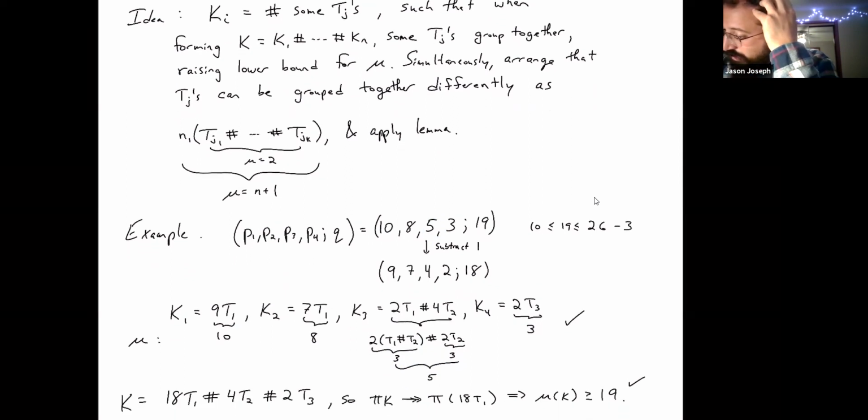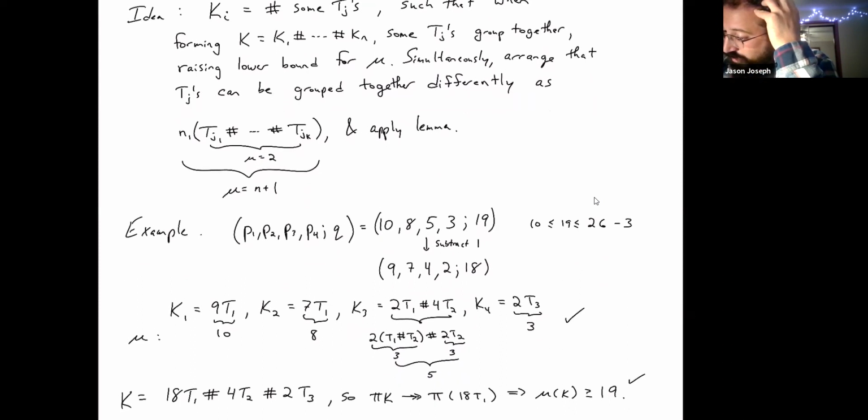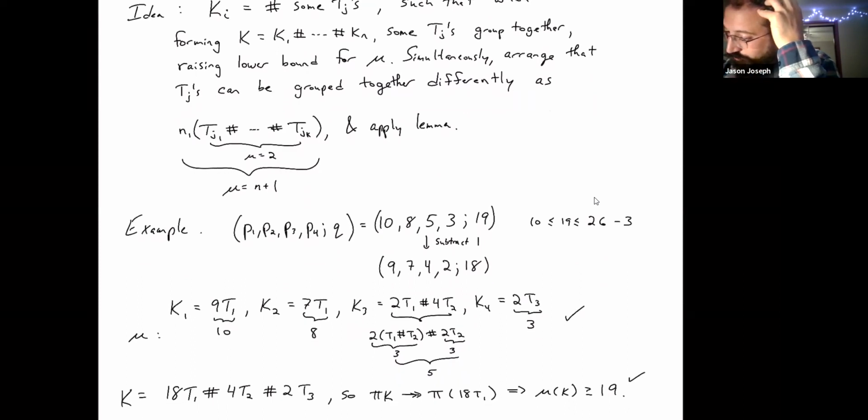Good. Okay, so now I'll put them all together. In the connected sum, we combine like terms. We have 18 T1s, 4 T2s, and 2 T3s.